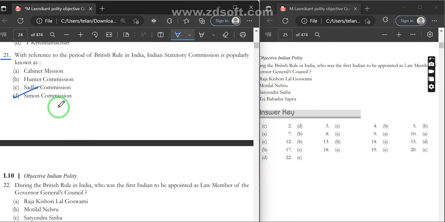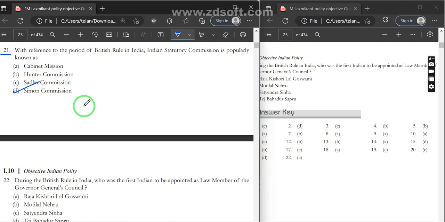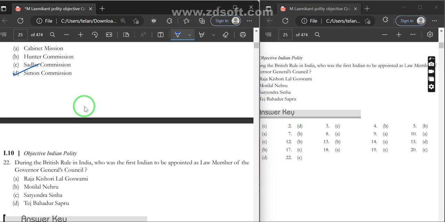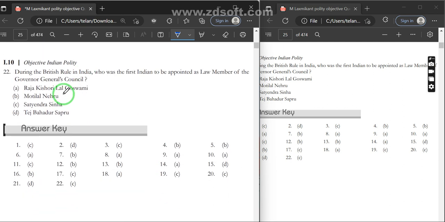That's why it was met with huge opposition in India, and slogans were raised like "Go back, Simon! Go back, Simon!" And in the same struggle, Lala Lajpat Rai was martyred because of the lathi charges by the British official Sanders, and Bhagat Singh took revenge for it.